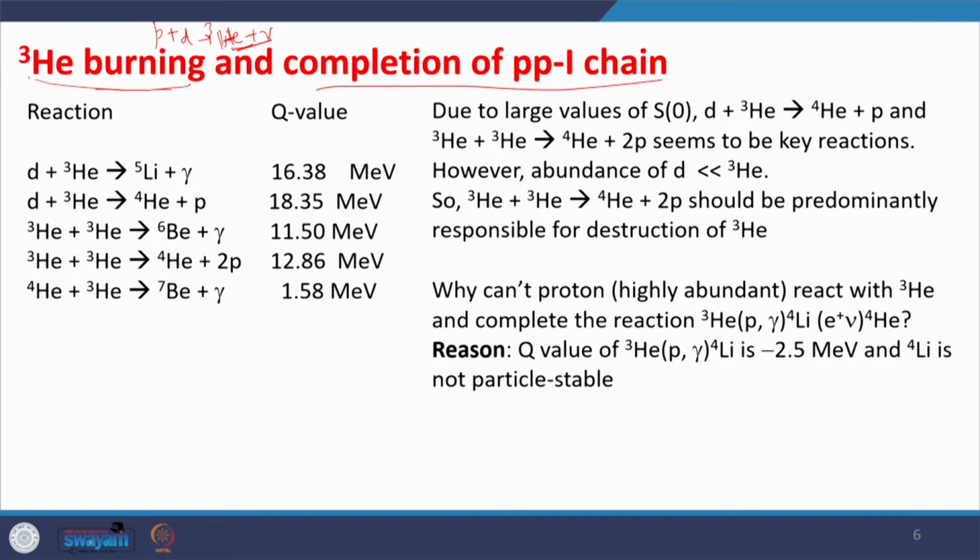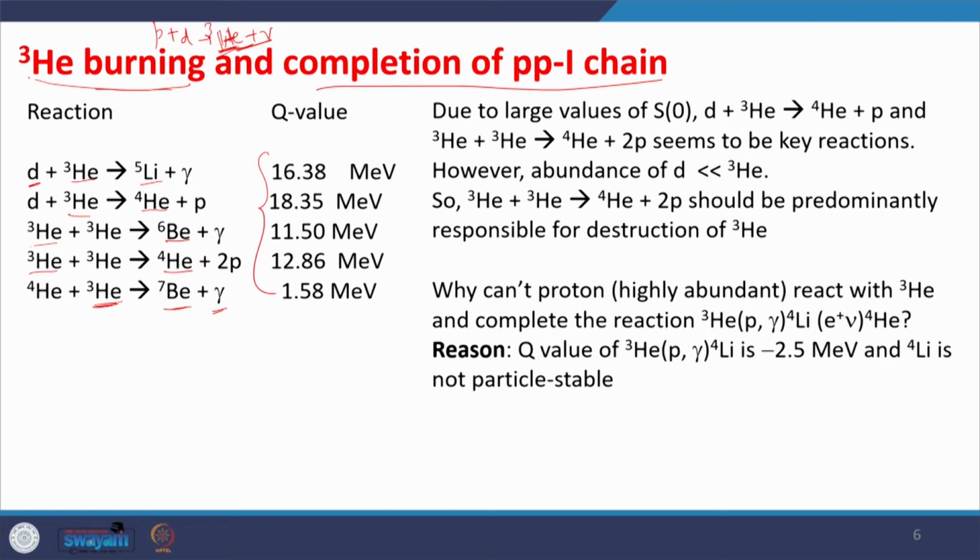Now, once helium-3 is produced, in how many ways can it be destroyed? It can be destroyed by reacting with another deuterium, giving rise to lithium-5 or helium-4, or this helium-3 can react with helium-3 again to produce either beryllium-6 or helium-4. Or, because in 4 protons fusion helium-4 is the end product, that helium-4 can react with helium-3, and helium-3 can be destroyed, giving rise to beryllium-7 and gamma. Remember, all these are exothermic reactions.